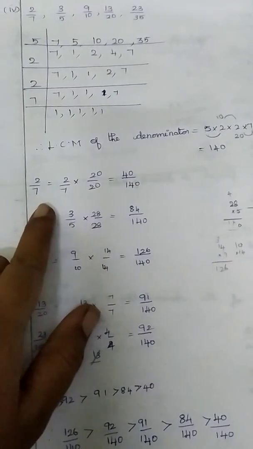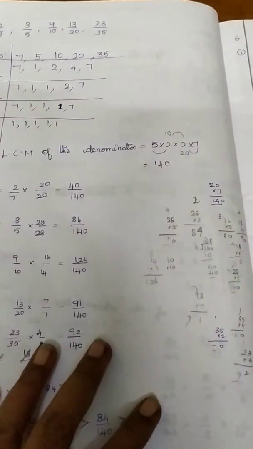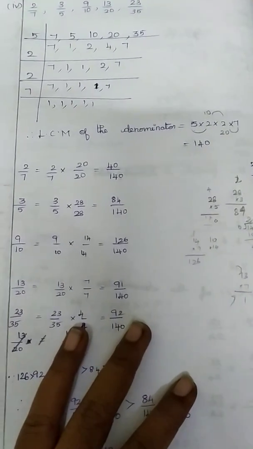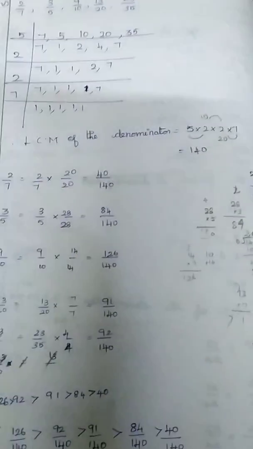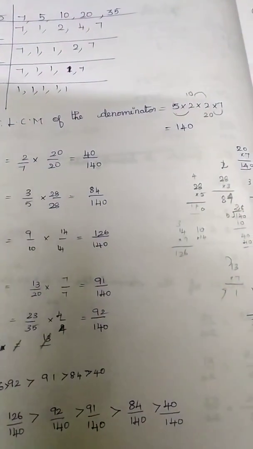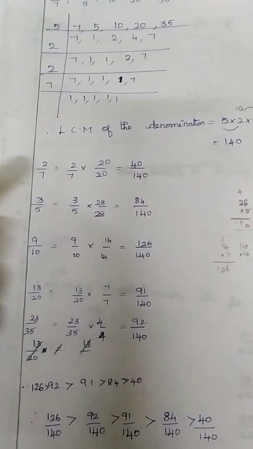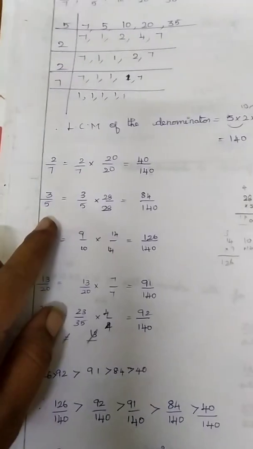So 7 multiplied by what number will give you 140? That is what you are going to think. Am I right? So we all know 7 2s are 14. But you have 140, so if you put a 0 on the right-hand side, it will become 20. 20 into 7 is 140. Numerator also, 2 into 20 is 40.